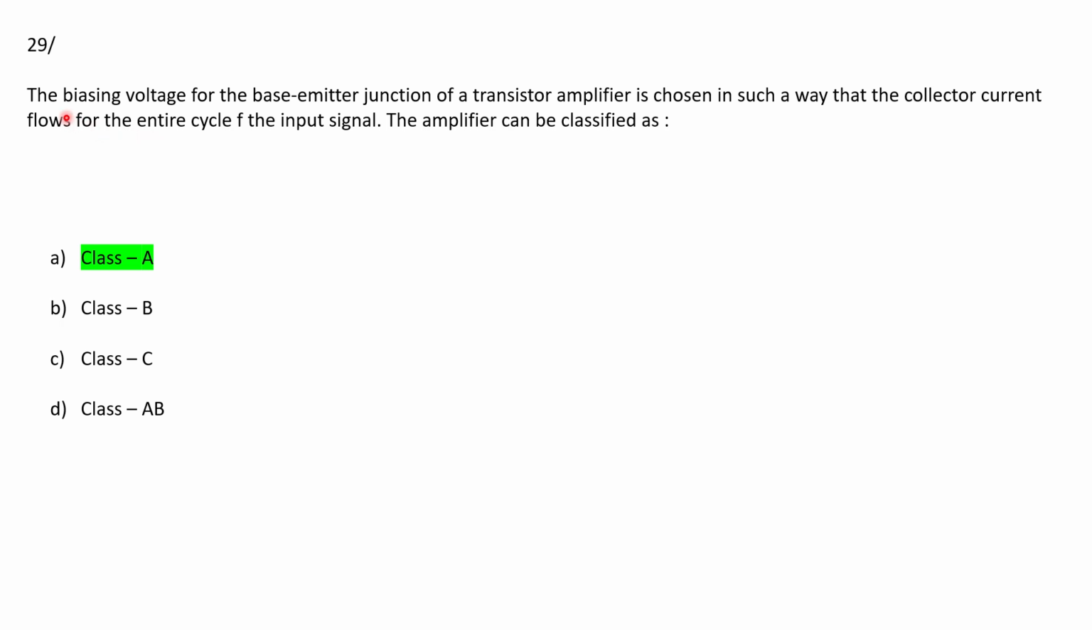Okay, then question number 29. The biasing voltage for the base emitter junction of a transistor amplifier is chosen in such a way that the collector current flows for the entire cycle of the input signal. The amplifier can be classified as, and the options are class A, B, C and AB. So here option A, class A, is the right answer.